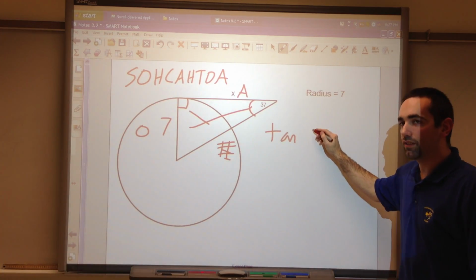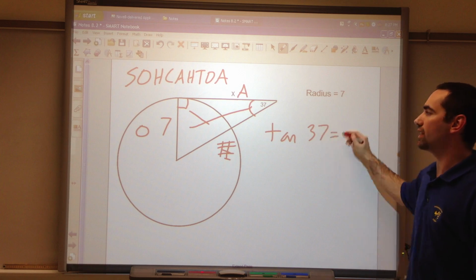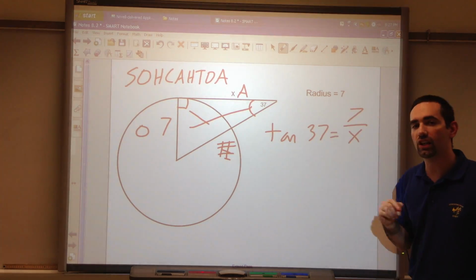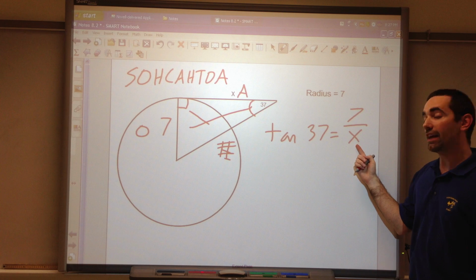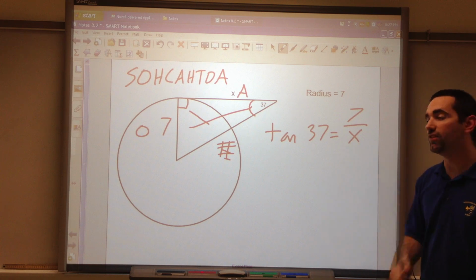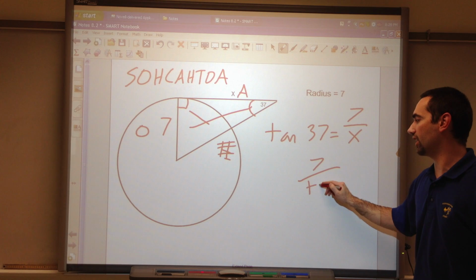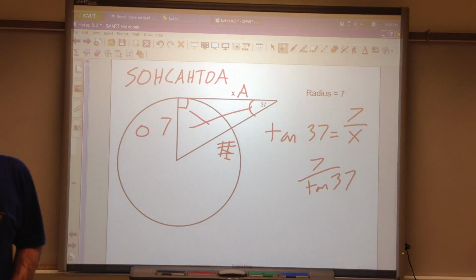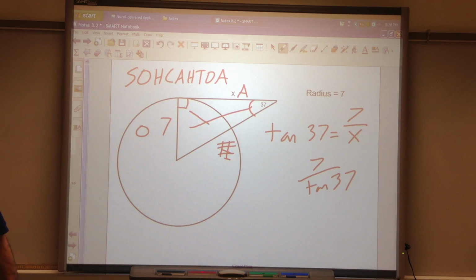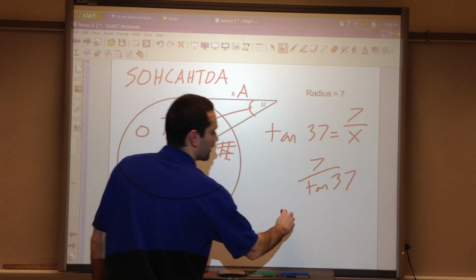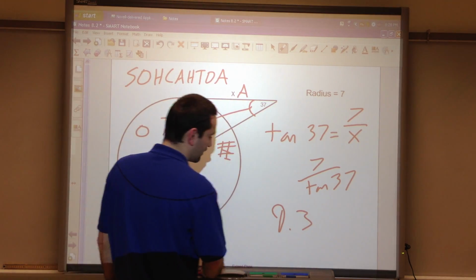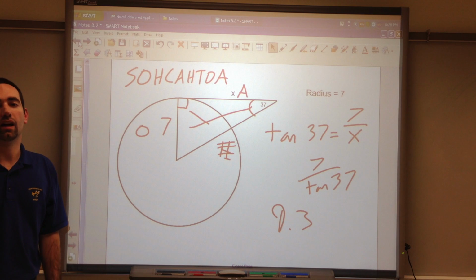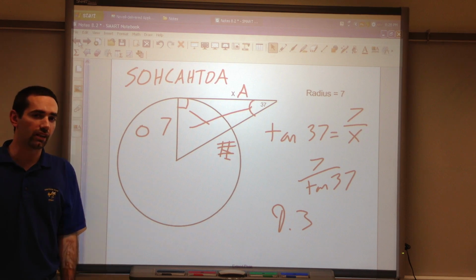Tangent of the angle is the opposite over the adjacent. X is the denominator. Divide. 7 divided by tangent 37. We get 9.3. So x is 9.3. And that's the end of Unit 8, Section 2.